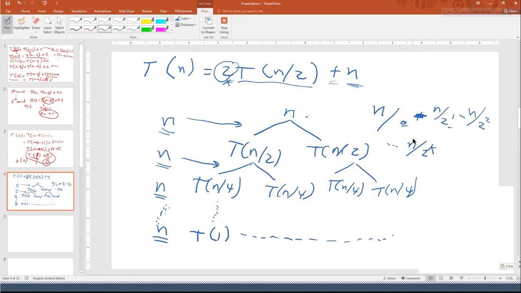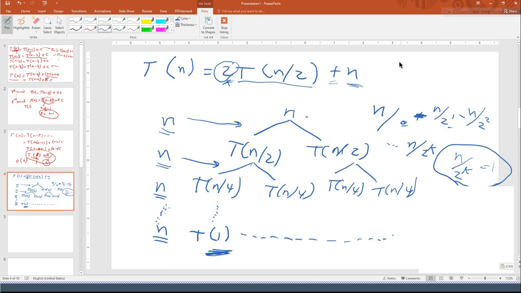Okay, so when are we going to stop? We will stop when we reach this level, which is the T1. When we reach the point where n divided by 2 to the power k equals 1, we stop. So the stopping condition is n divided by 2 to the power k equals 1. At this point, we need to find what the value of k is.